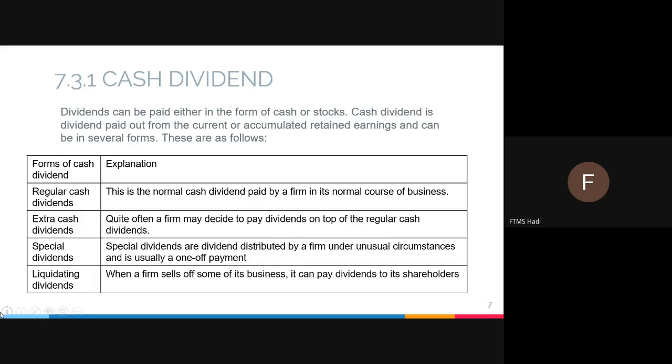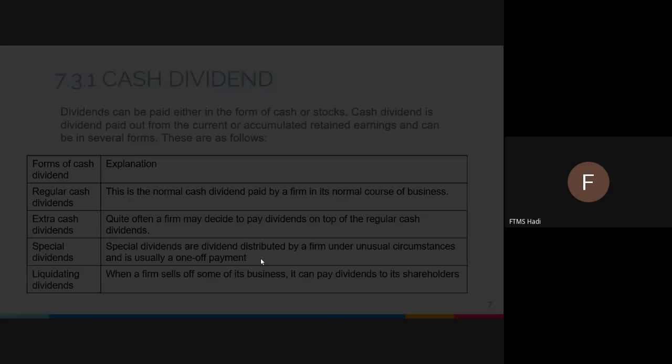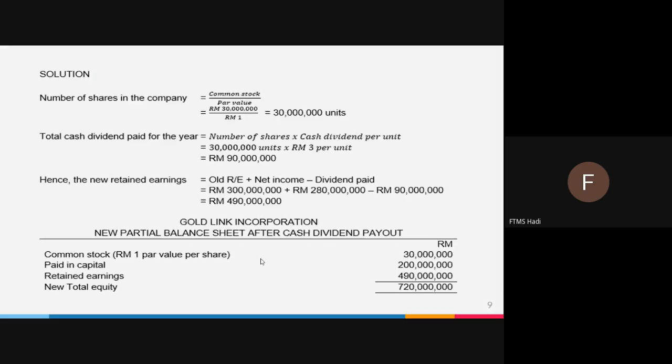And the last one, liquidating dividends. This one is worse, because the cash dividend will be given in the event of companies having problems. Liquidating means that the company is in dissolution, also in a bankruptcy stage, because they want to sell off some of the business. In other words, they want to return any extra cash that they have to the shareholders. The calculation I will explain later on.